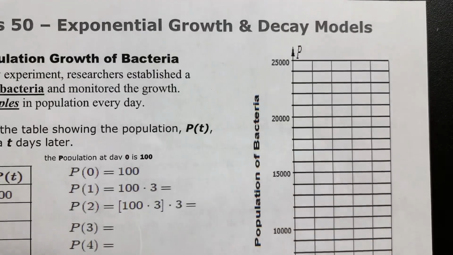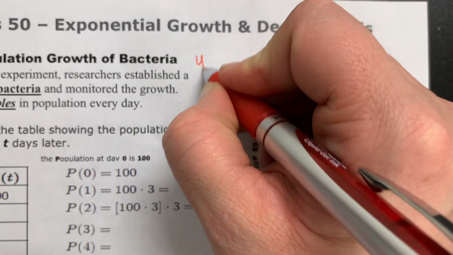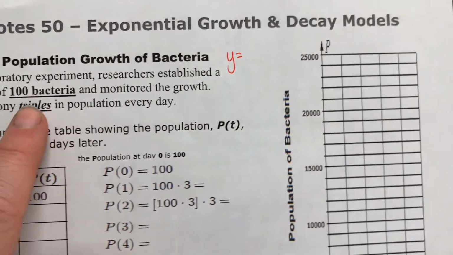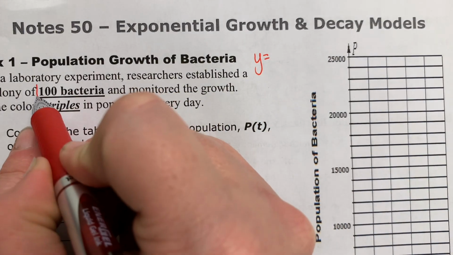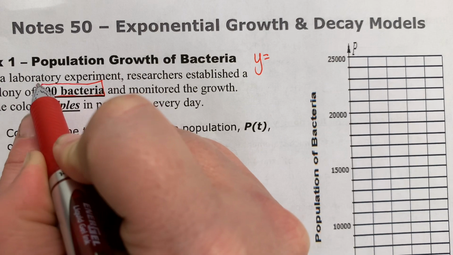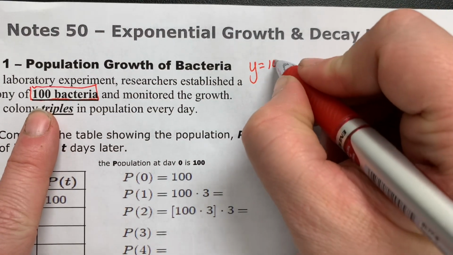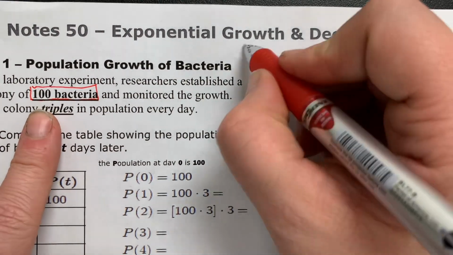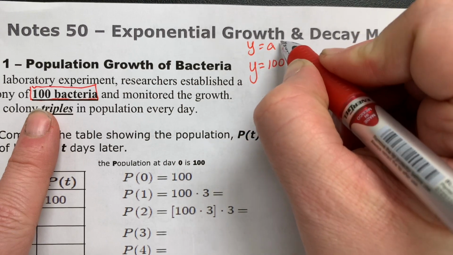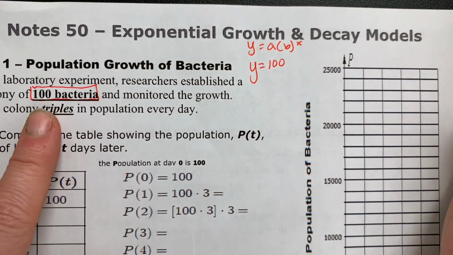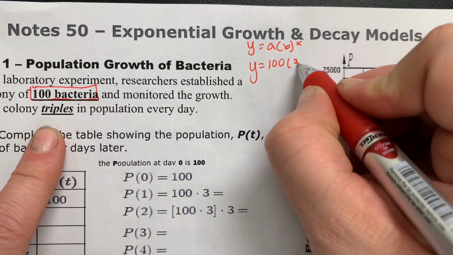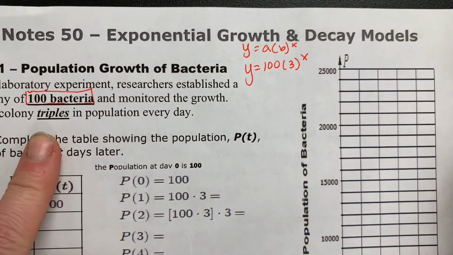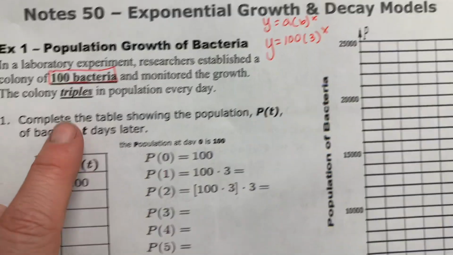All right, so we're going to create an equation. Y equals, well, my initial value is 100. It's what I'm starting with. It's my y-intercept. So remember, we have y equals a parenthesis b to the power of x. All right, and it's tripling every day. All right, so there's my equation.